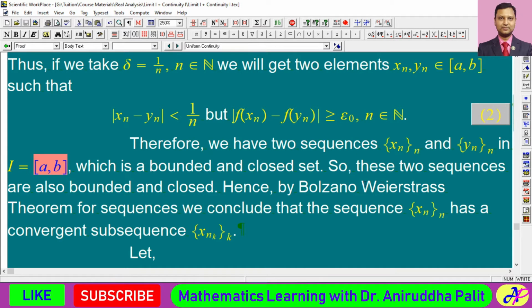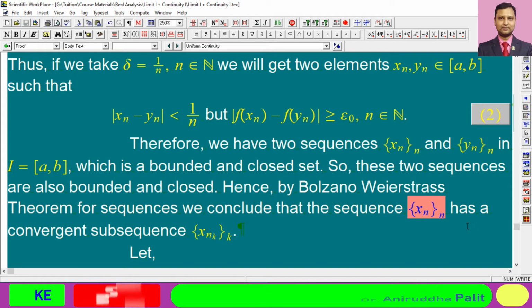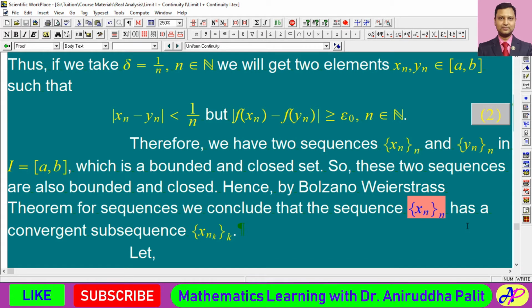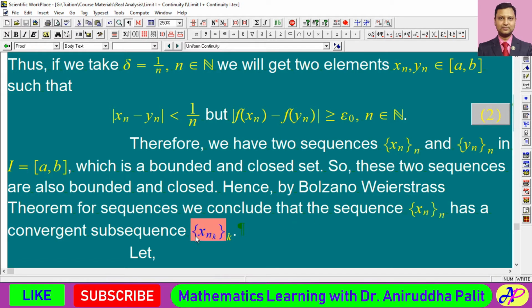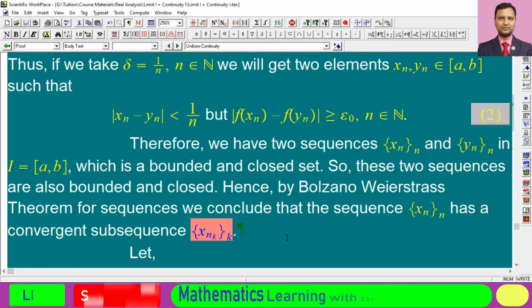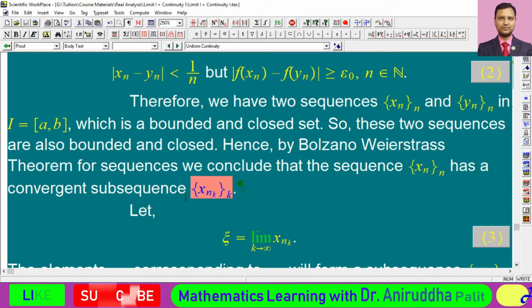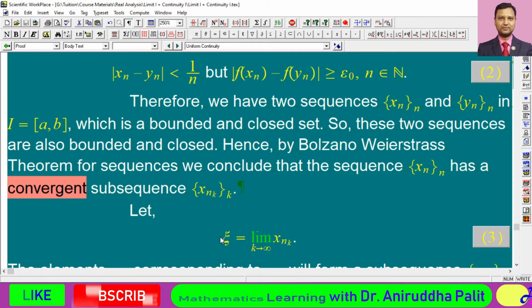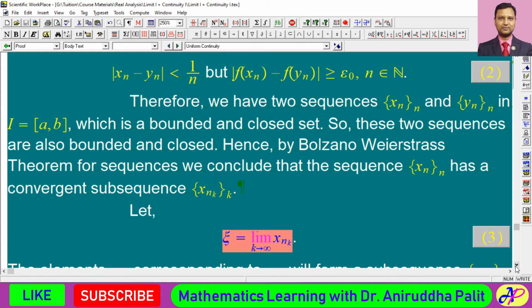Now we apply the Bolzano-Weierstrass theorem for sequences on this sequence xn. As this is a bounded sequence, we apply the Bolzano-Weierstrass theorem on this first sequence xn, and we will get a convergent subsequence x of nk. As it is a convergent subsequence, the limit of that subsequence must exist. Let us call it xi. Let xi be the limit of this subsequence.